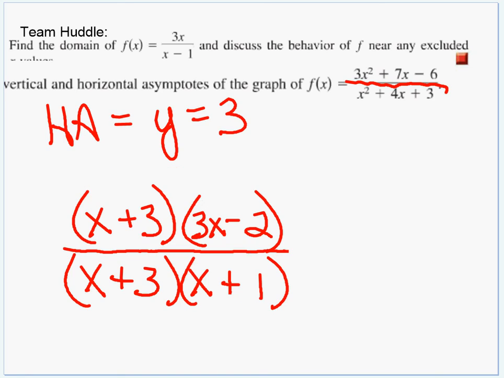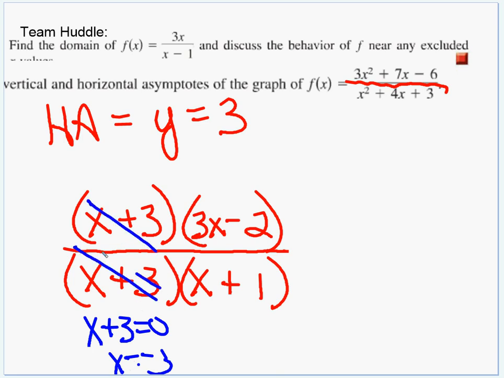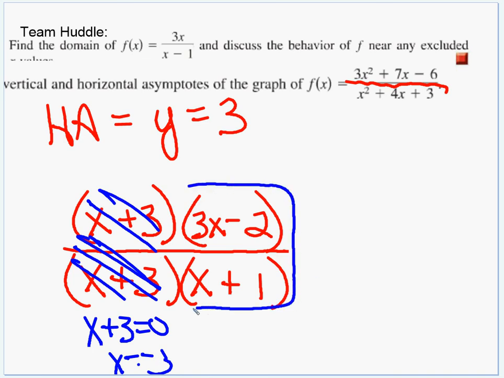Okay. So if you set x plus 3 equal to 0, you'll get x is negative 3. But that's not a vertical asymptote because this x plus 3 can be canceled. So it's not a vertical asymptote. What we're left with is this simpler function.